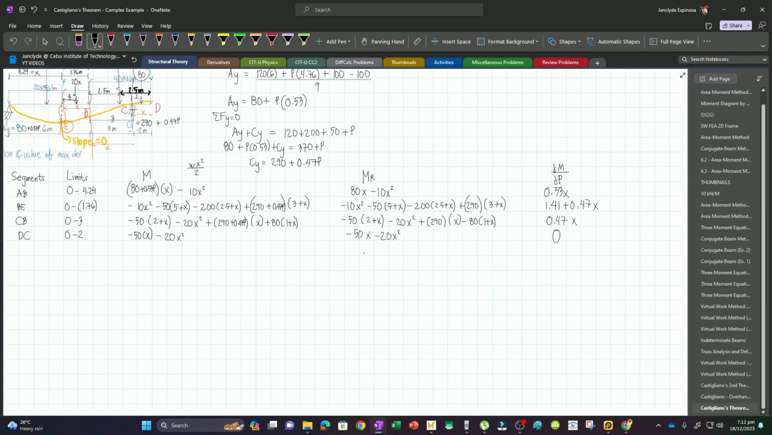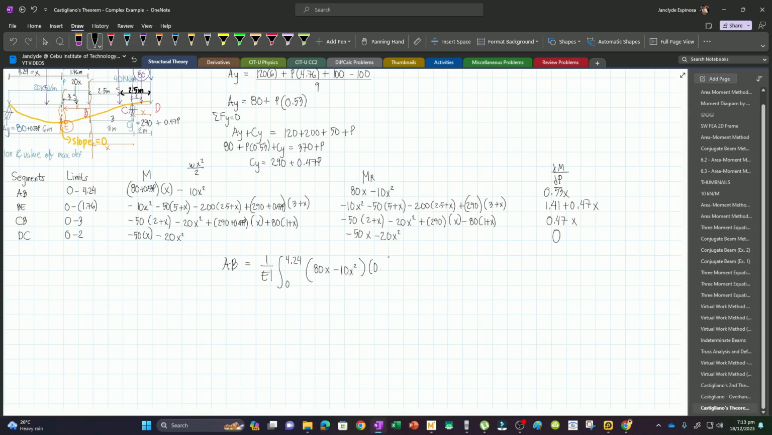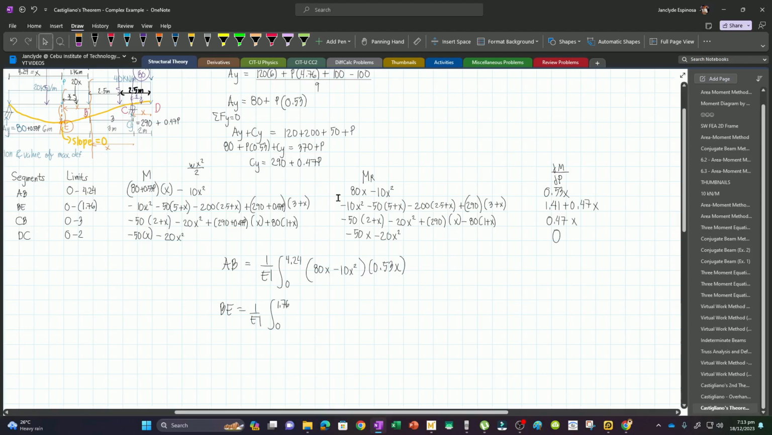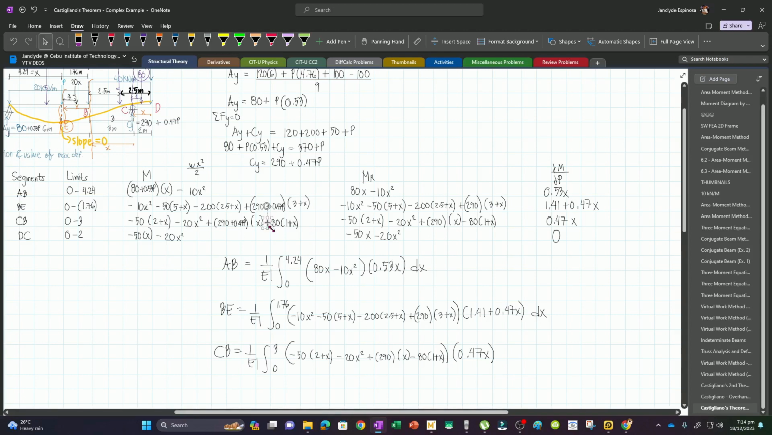So, again, for segment AB, we have 1 over EI, integral from 0 to 4.24. And then, we have MR multiplied by 0.53 times x. And then for BE, we have 1 over EI integral from 0 to 1.76. And then let's just copy this expression and then we will multiply this by 1.41 plus 0.47 times x. And then meron tong dx dito. Saka dito din. And then for CB, we have 1 over EI integral from 0 to 3. And then let's just copy this expression and then let's multiply this one by 0.47x. Again, this should be negative and then dx.